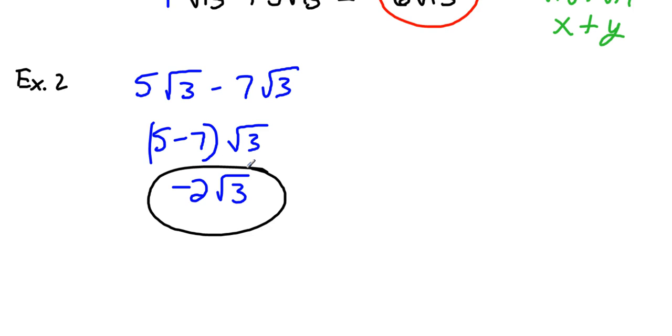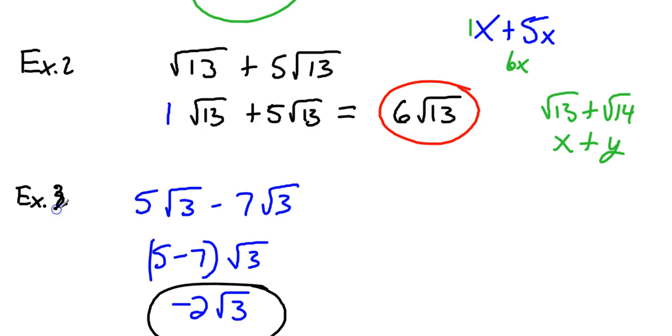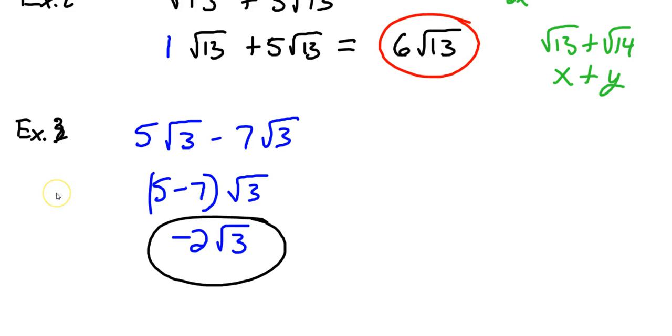Okay, so that's pretty straightforward. Square roots are the same. Add or subtract numbers in front. Oh, that should have been number 3, right? Bad when your math teacher can't count.